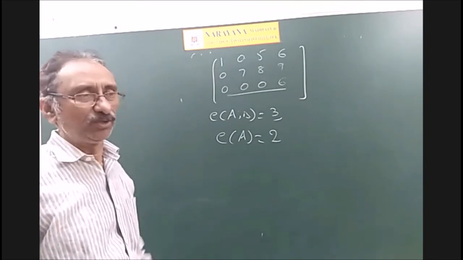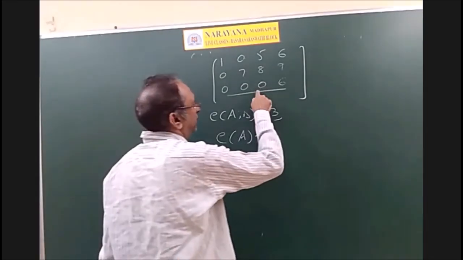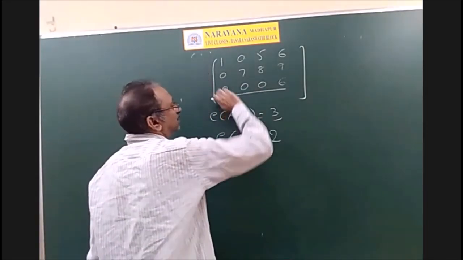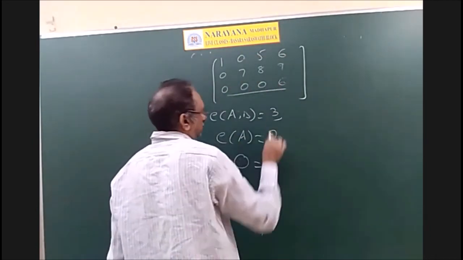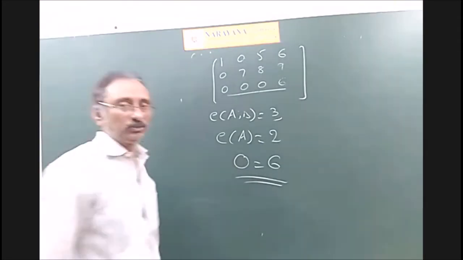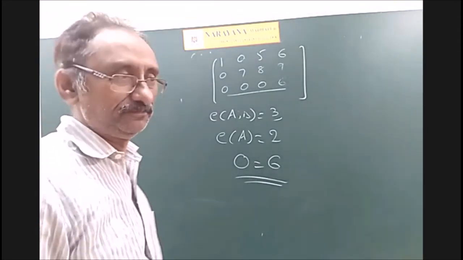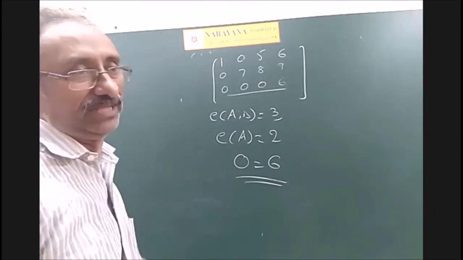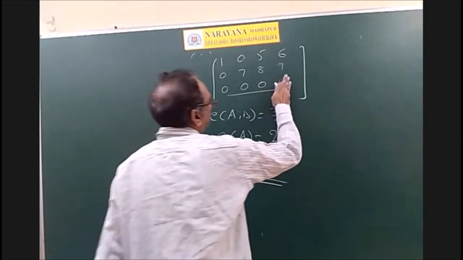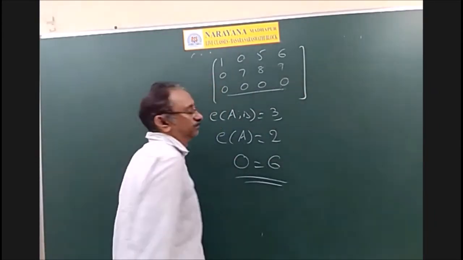Why does it have no solution? Actually, if we expand this row, what happens? See, 0 into x plus 0 into y plus 0 into z, 0 is equal to 6. So 0 is equal to 6 is trash, and therefore it has no solution. We conclude like that. Suppose it is 0.